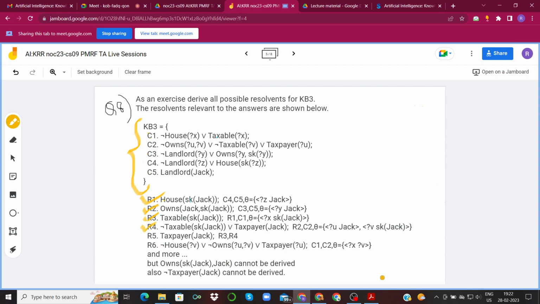R4 is done. Now remember, in R3 we had derived taxable SK Jack, and here we have not taxable SK Jack or taxpayer Jack. So again, using disjunctive syllogism, here we don't need to substitute anything. We'll just do away with this taxable part and we'll only be remaining with this taxpayer part. That is what we will get in this fifth resolvent, which is taxpayer Jack.